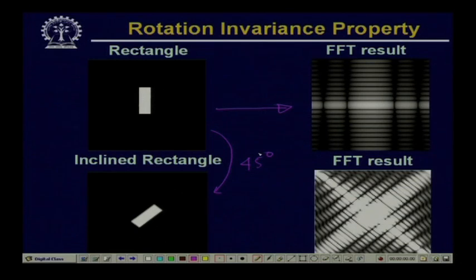So, here we have rotated this rectangle by an angle of 45 degrees, and here you find that if you compare the Fourier transformation of the original rectangle and the Fourier transformation of this rotated rectangle, the Fourier transform coefficients are also rotated by the same angle of 45 degrees. So, this illustrates the rotation property of the discrete Fourier transformation.